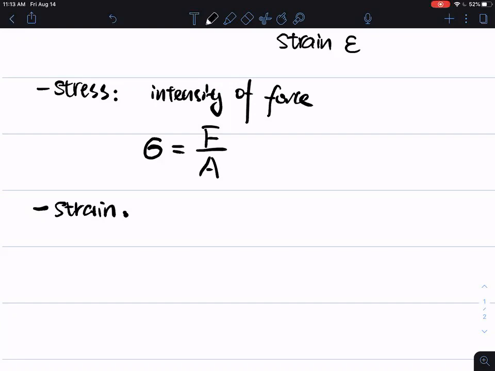The strain is the intensity of how much the length changes. Why do we want strain instead of just using change of length? So the change of length is relative. For example, if I have this pen, we're talking about 2 millimeters of change of length. You can't tell by naked eye, right?